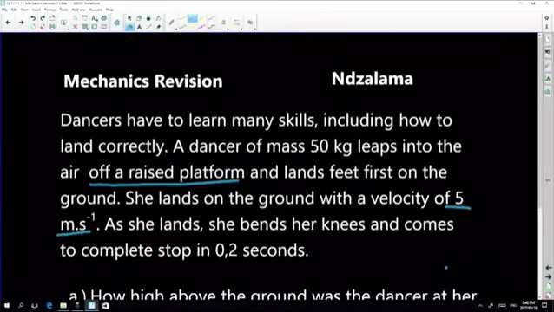Sweetie, we had to add in this raised platform because in order to be hitting the ground with a velocity of 5 meters per second, she needs to be seriously high, okay? And as much as I've watched dancers, I can't think of a single dancer who can get high enough off a straight jump. So maybe she was off a trampoline, who knows? Maybe she was on those little blocks and just leaped, but she needed to be off a raised platform, okay?